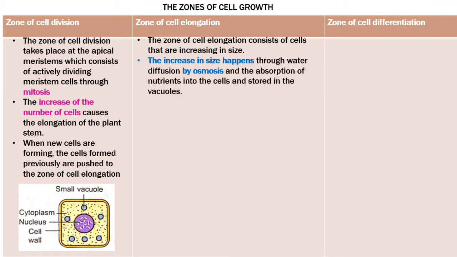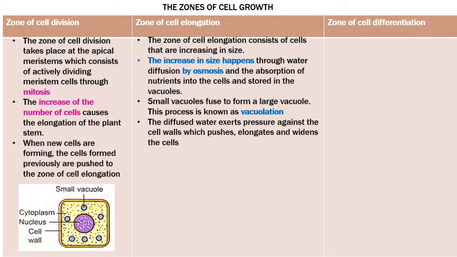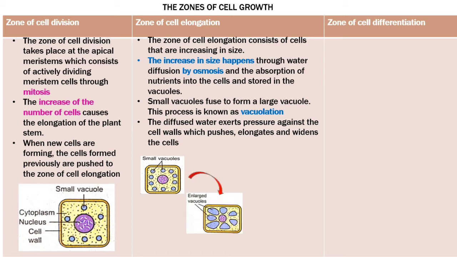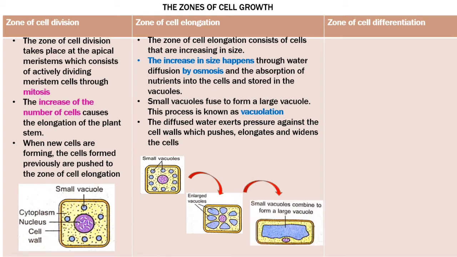The increase in size happens through the water diffusion by osmosis and the absorption of nutrients into the cell and stored in the vacuole. Small vacuoles fuse to form large vacuole. This process is known as vacuolation. The diffused water exerts pressure against the cell wall, which pushes, elongates, and widens the cell. This is the process of vacuolation. Small vacuole will enlarge and the small vacuoles will combine to form large central vacuole.